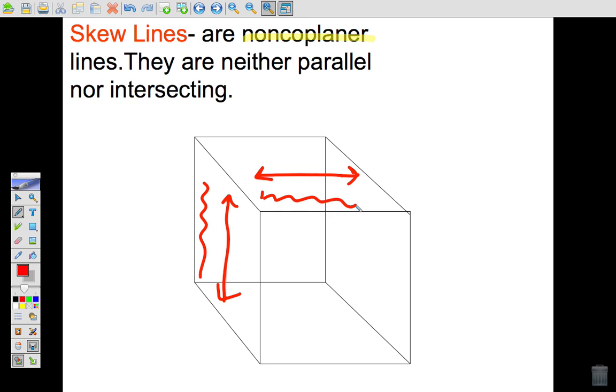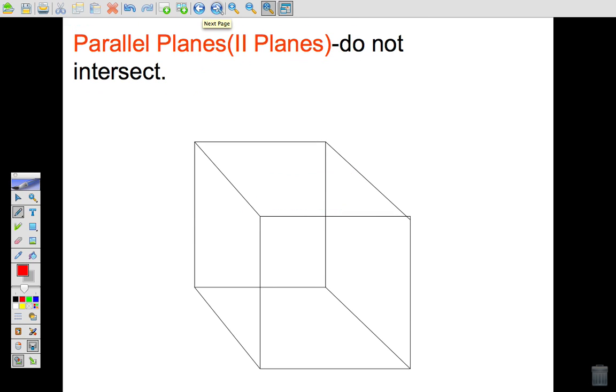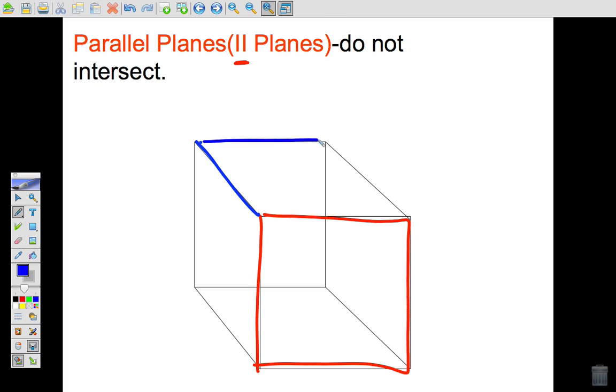Okay, so those are what we call skew lines. Now, parallel planes. Let's take a look at the same type of box. And notice I have the symbol for parallel, parallel planes. Parallel planes are two sides or two flat surfaces that will never touch. So, for example, if I outline the front of the box, and then I outline the top of the box, those are two different planes, right? Now, notice that they touch. They have that edge that's going to touch. Those would not be parallel planes.